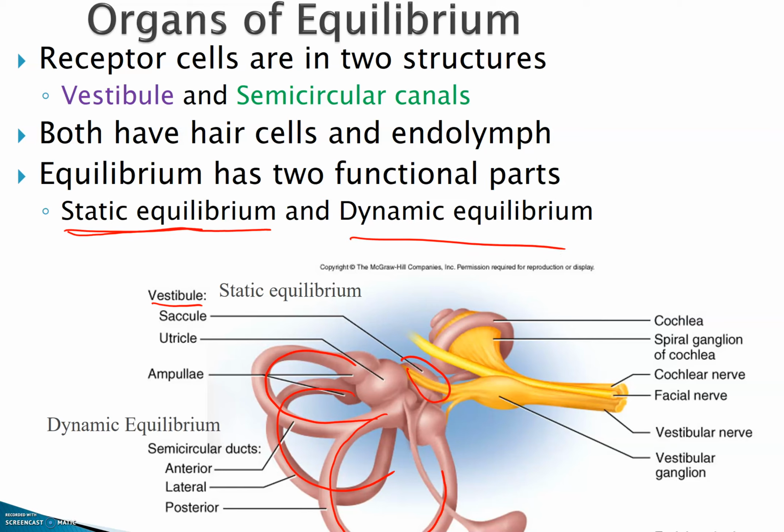Static equilibrium is equilibrium of standing still. It's telling you your head is stationary and you're not nodding off listening to part 25 of a lecture on the special senses. This is only part 4, by the way. Dynamic equilibrium is telling you your head is spinning, and it's trying to make sense of that spinning.